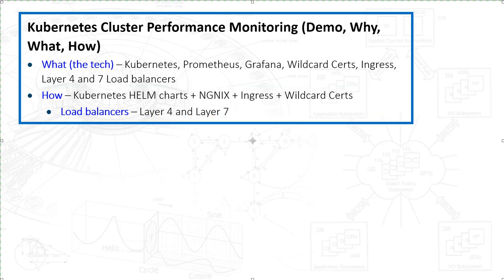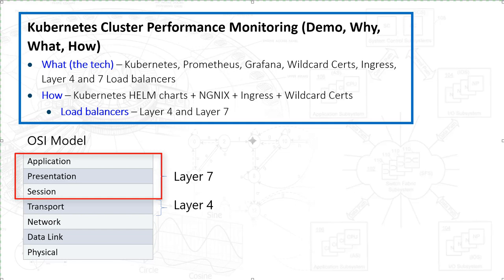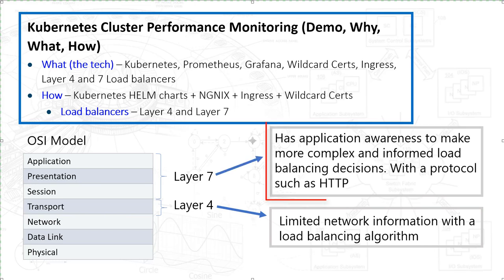Let's quickly discuss Layer 4 and Layer 7 load balancers. You'll notice the OSI model here breaks down the different layers here, 7 of them. The top 3 represent Layer 7, and the lower one below Layer 7 is Layer 4. Layer 4 has limited network information, so the load balancing algorithm's usually quite simple, usually a round robin. Layer 7 has application awareness, so it can inspect HTTP headers, it can look at the payload, it can simply make better decisions based on the actual network traffic in terms of how it should be routed or load balanced.